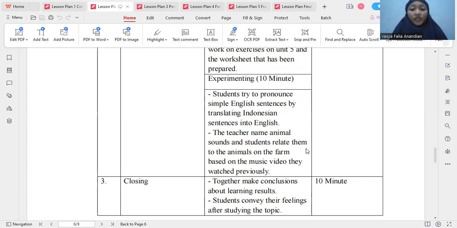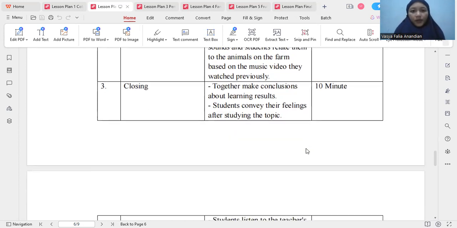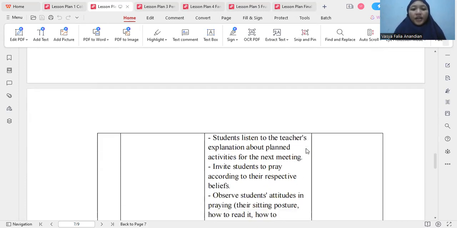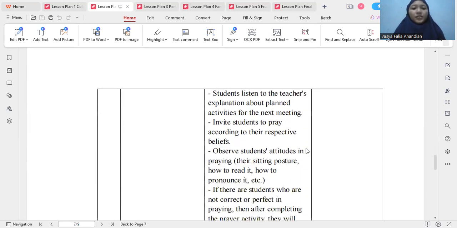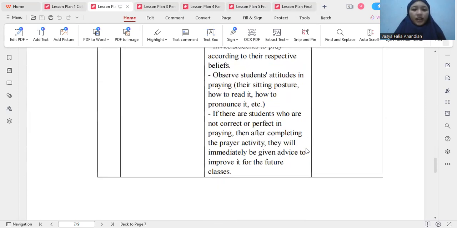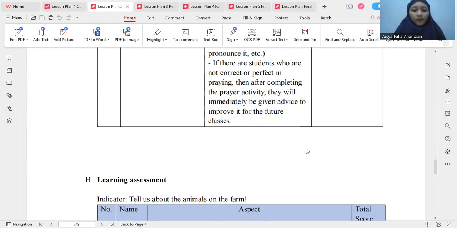Teacher names animal sounds and students relate them to the animals on the farm based on the music video that they watched previously. The closing is the same as before. Make conclusion, convey their feelings about the topic. Teacher explains the plan for the next meeting, invites students to pray, observes student attitude, and gives advice if there are any students who are not correct or perfect in the praying.